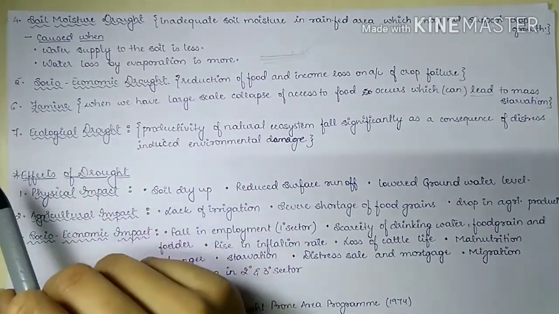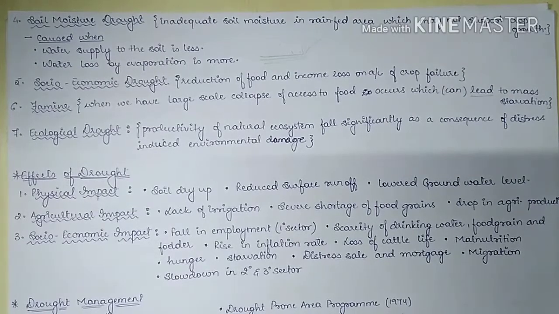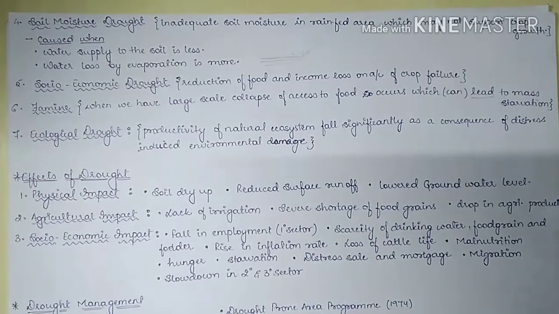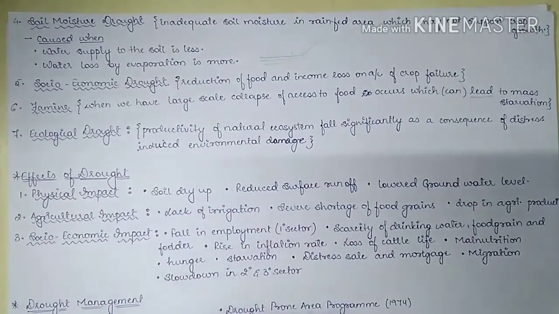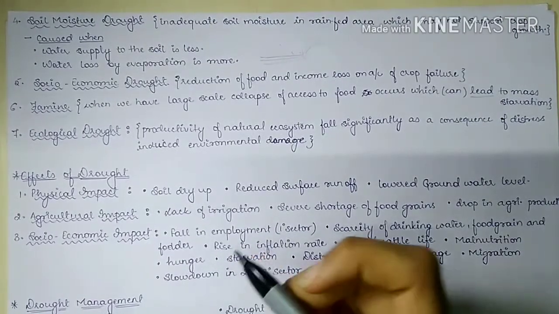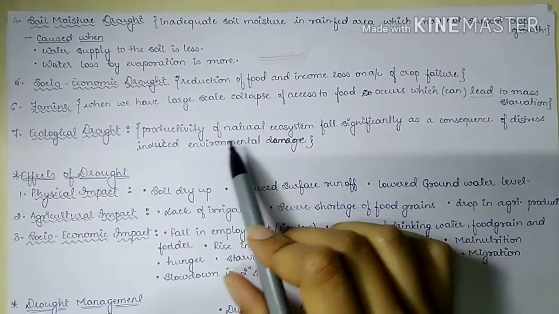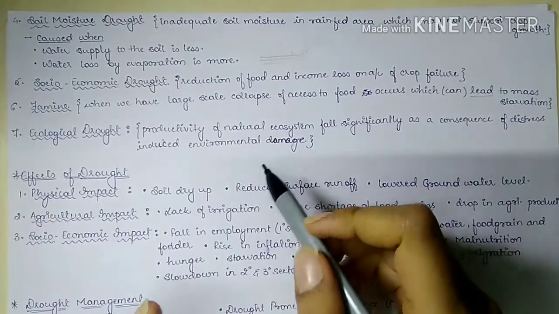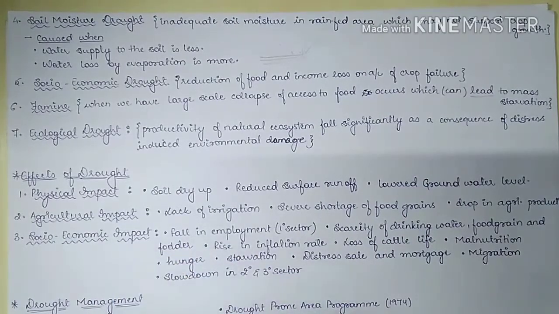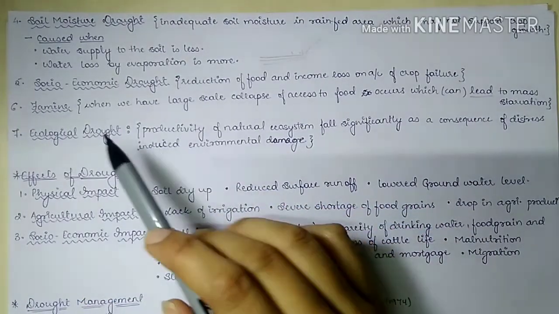Lastly, we have ecological drought. Ecological drought basically takes place when the productivity of the natural ecosystem falls significantly as a consequence of distress induced by environmental damage. So the natural rate of productivity of our ecosystem falls significantly because of environmental damage, and we have loss in ecosystem productivity. So this is ecological drought.